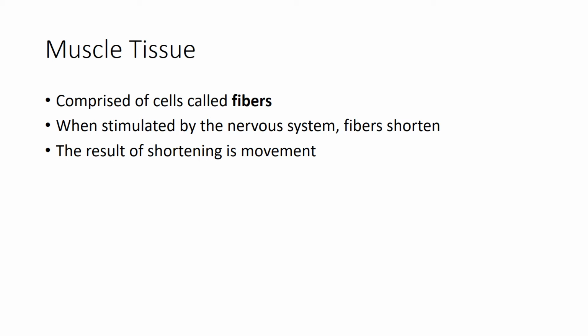An example will be skeletal muscle, which will be movement of bones. Also, smooth muscle will have movement of food. And then lastly, within the heart, cardiac muscle will be movement of blood. So there are three main classifications of muscle: skeletal muscle, smooth muscle, and cardiac muscle.